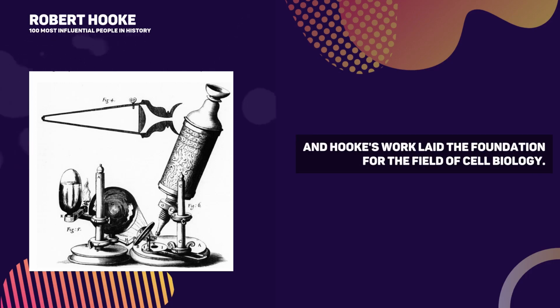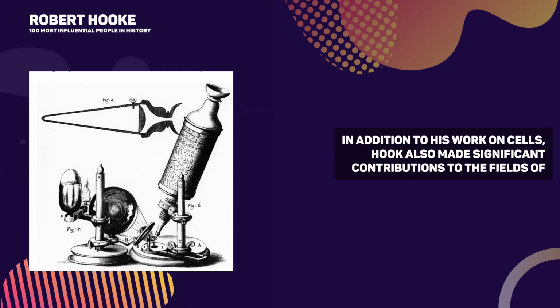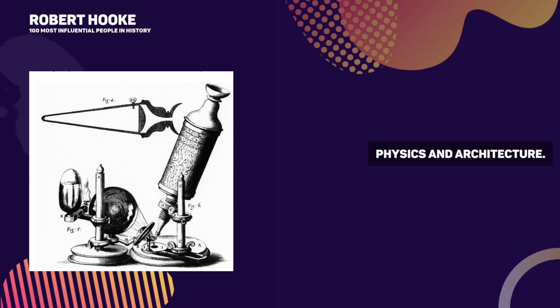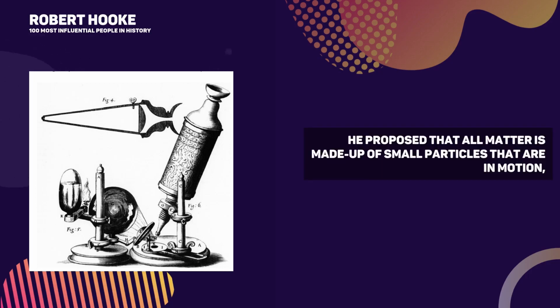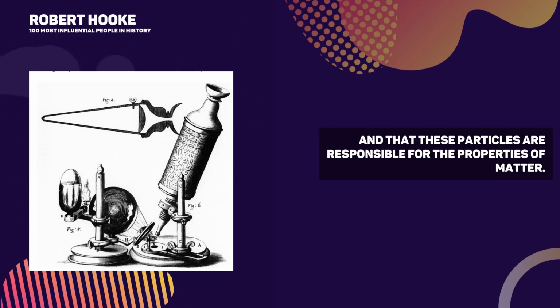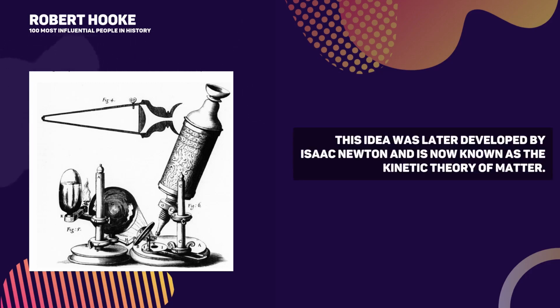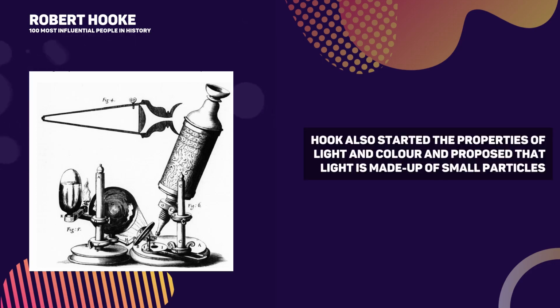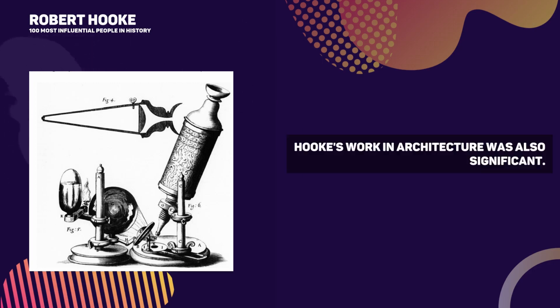field of cell biology. In addition to his work on cells, Hooke also made significant contributions to the fields of physics and architecture. He proposed that all matter is made up of small particles that are in motion, and that these particles are responsible for the properties of matter. This idea was later developed by Isaac Newton, and is now known as the kinetic theory of matter. Hooke also studied the properties of light and color, and proposed that light is made up of small particles that are in motion.